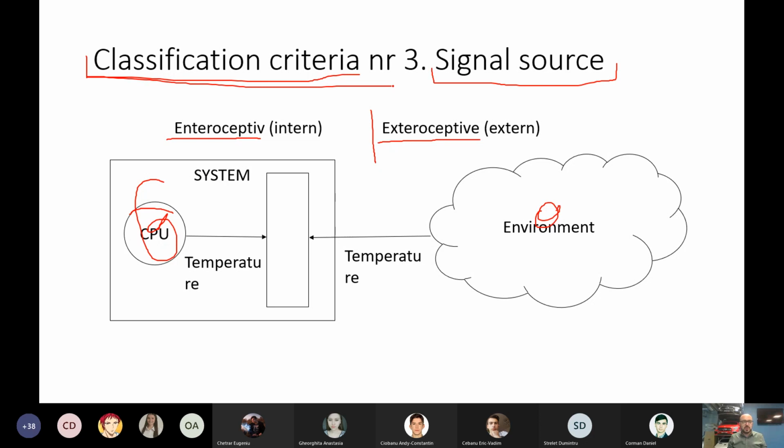So the next criterion is to classify what kind of sensor I'm using. I'm using a sensor of my speed, meaning I can measure the wheel speed, or I'm measuring the speed of the vehicle that is in front of me. How can I do that? Just by having a radar system. In this case, we'll have an exteroceptive sensor.